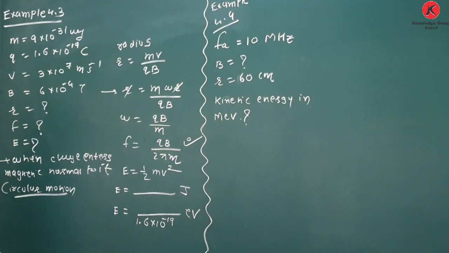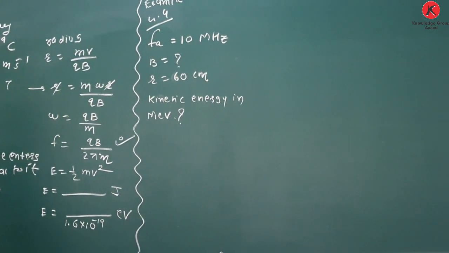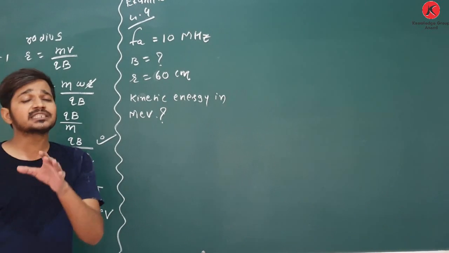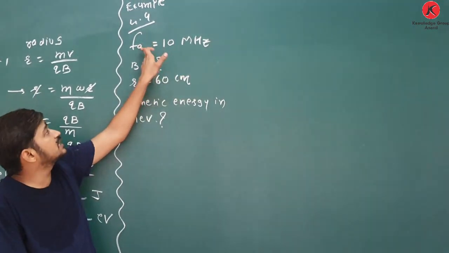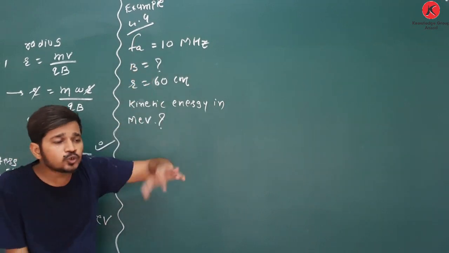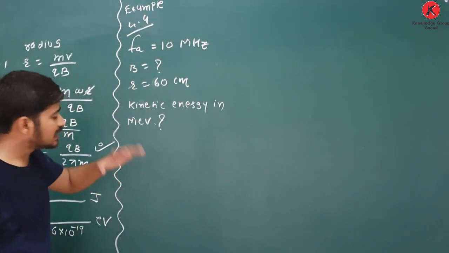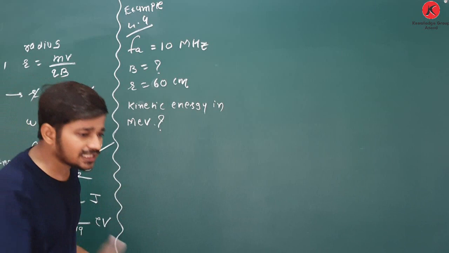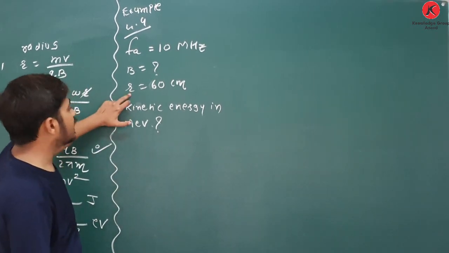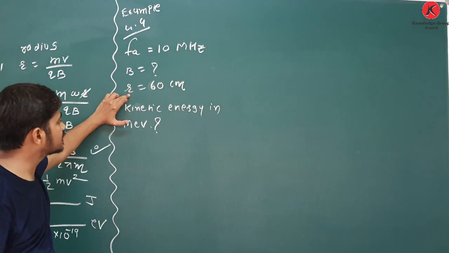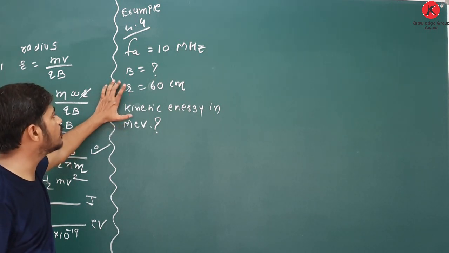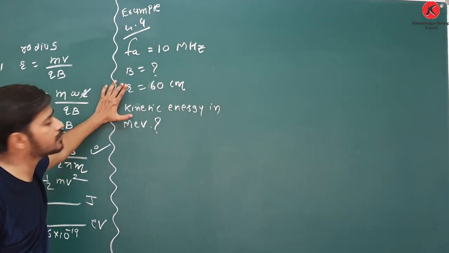Okay, next question is example 4.4. Oscillator frequency of a cyclotron is 10 megahertz. What is oscillator frequency? It is fa. Then what should be the value of magnetic field such that charges are accelerated in dees having radius 60 centimeter? What is the value of v?